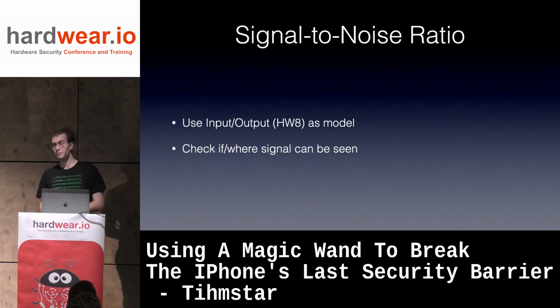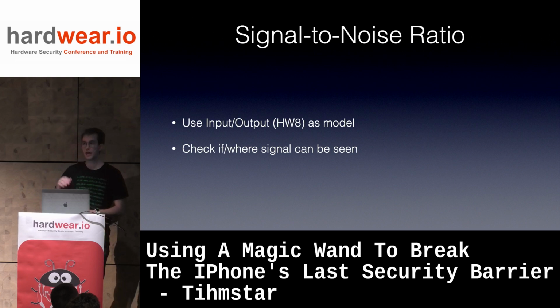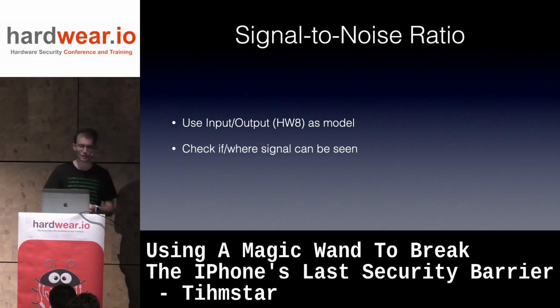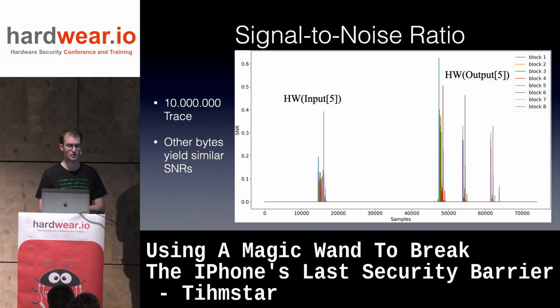Right. So as a model, I use next the input and the output, or the Hamming weight of the input plaintext, of one input plaintext byte. I vary that and try that for different bytes, and also the output of what we get out, and the Hamming weight of that I use as the model. So we have 9 groups in total. And then we can check where the signal is seen.